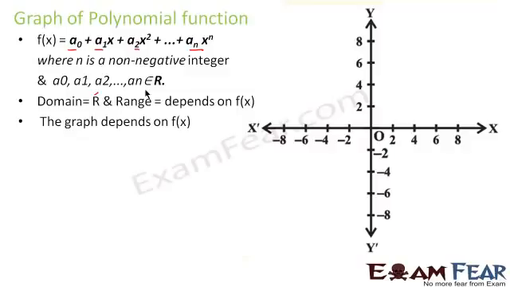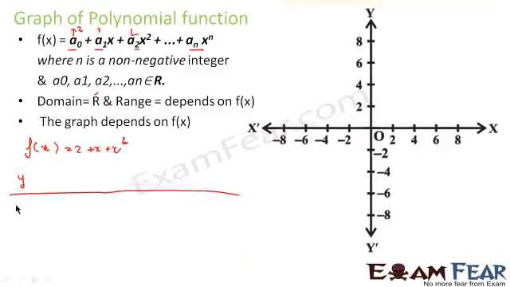For example, let's take the function f(x) is equal to 2. Let me take this as 1, take this as 1, the other as 0. So it will be 2 plus x squared. This is the function. Now let me create y and x.